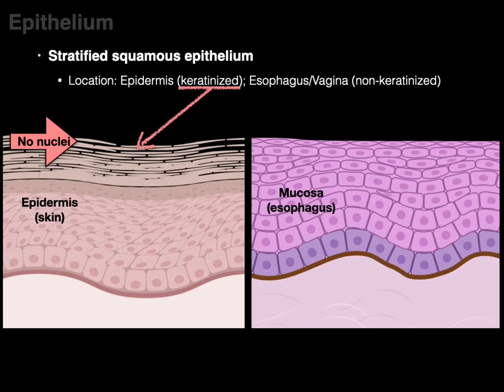So there's no nuclei. Whereas in the esophagus or the vagina, this is non-keratinized stratified squamous epithelium. So you'll see nuclei all the way to the apical surface.